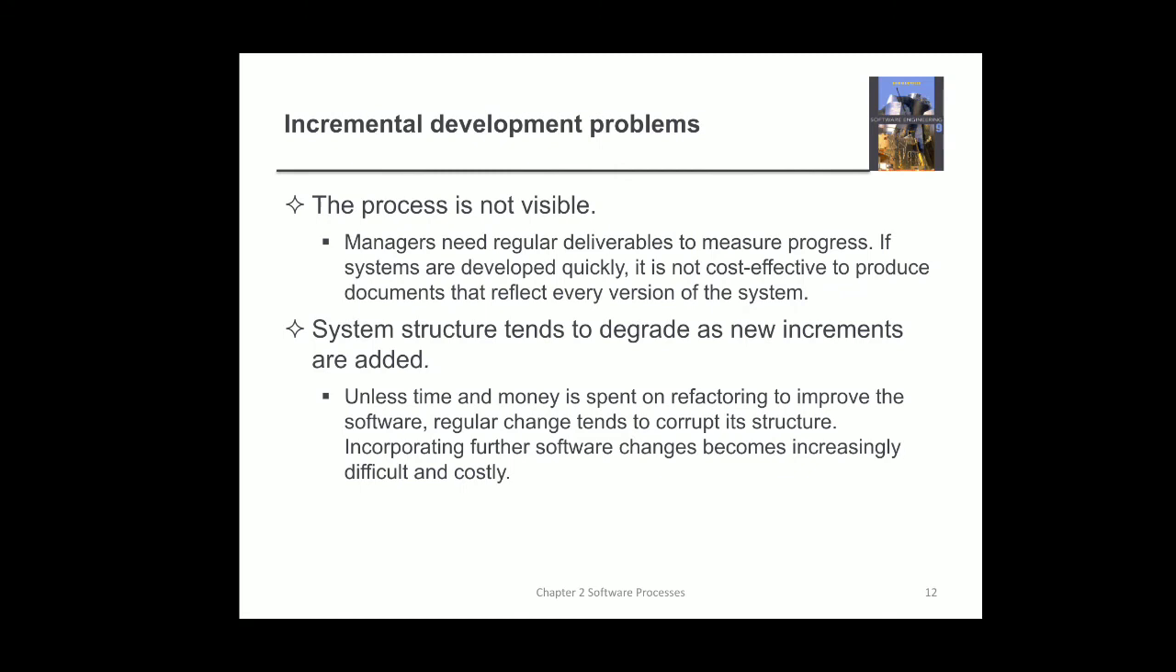Now we will see what the problems with the incremental development model are. The first thing is that the process is not visible. Our managers need regular deliverables to measure progress. If systems are developed quickly, it is not cost effective to produce documents that reflect every version of the software system. The first drawback is that managers cannot tell whether they are done with the specification phase, the deployment, or the validation phase.